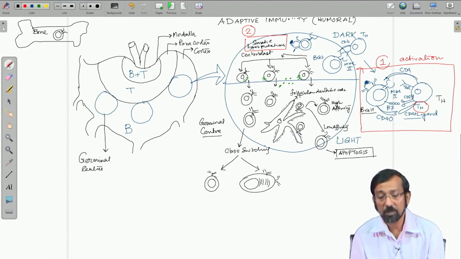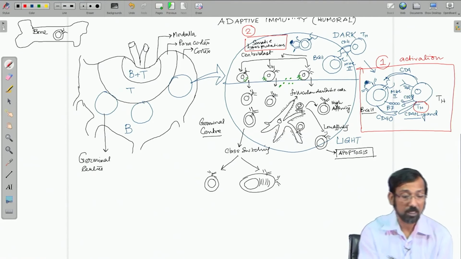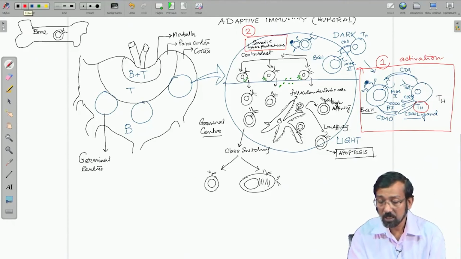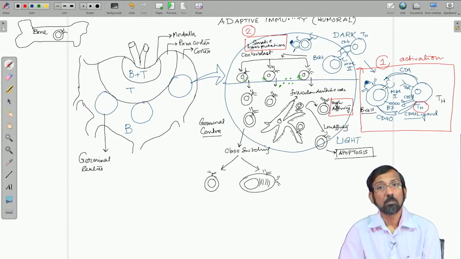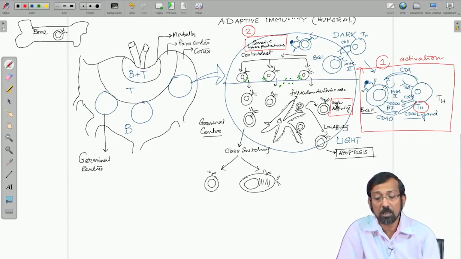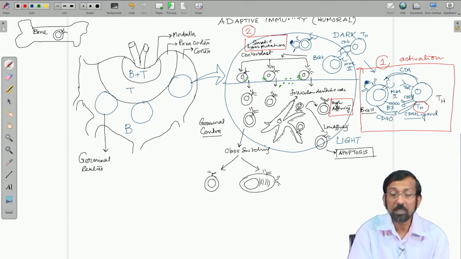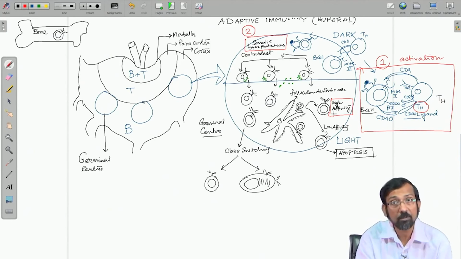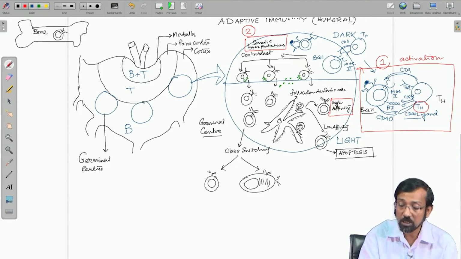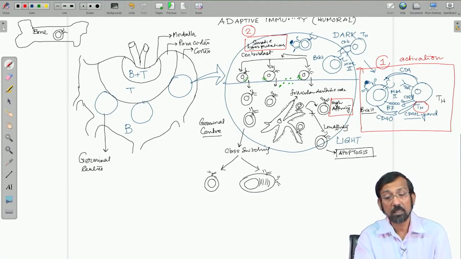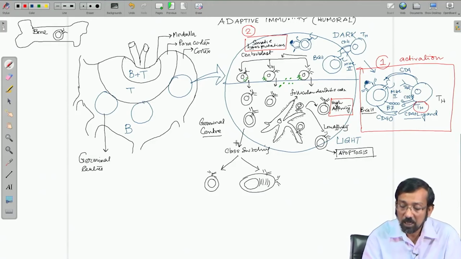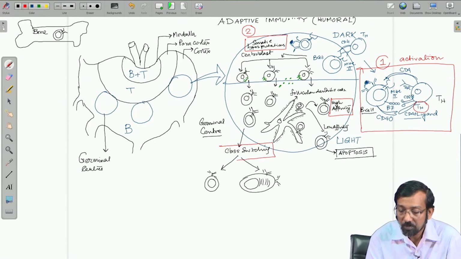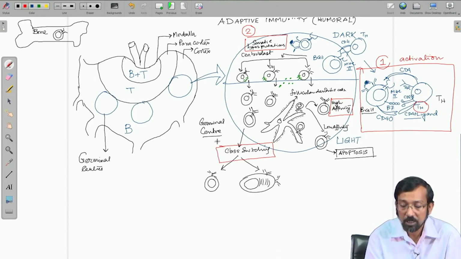So, you have the follicular dendritic cells. These follicular dendritic cells then help in affinity selection. So, only the high affinity antibody producing cells will be selected. So, the B cells are selected for the high affinity antibodies after this affinity selection by the follicular dendritic cells and the TFH cells. Then you have the fourth and the final event, that is the class switching.